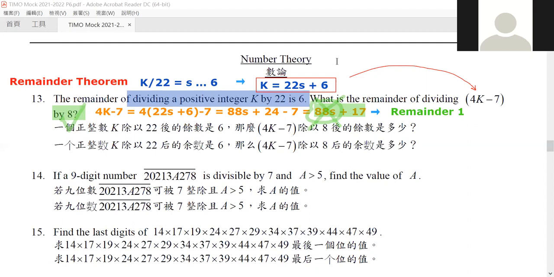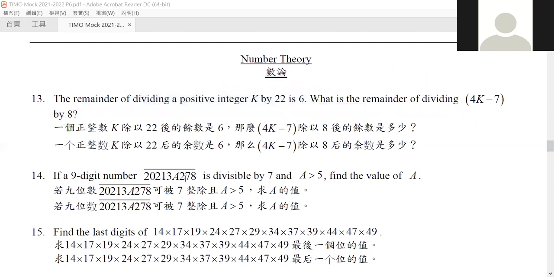Question 14: if the 9-digit number 20213A278 is divisible by 7. Now, divisibility by 7 is difficult to check. How can we know whether some number is divisible by 7 or not? We make use of the so-called three-digit determinant. So what's the meaning of the three-digit determinant? It says the following.